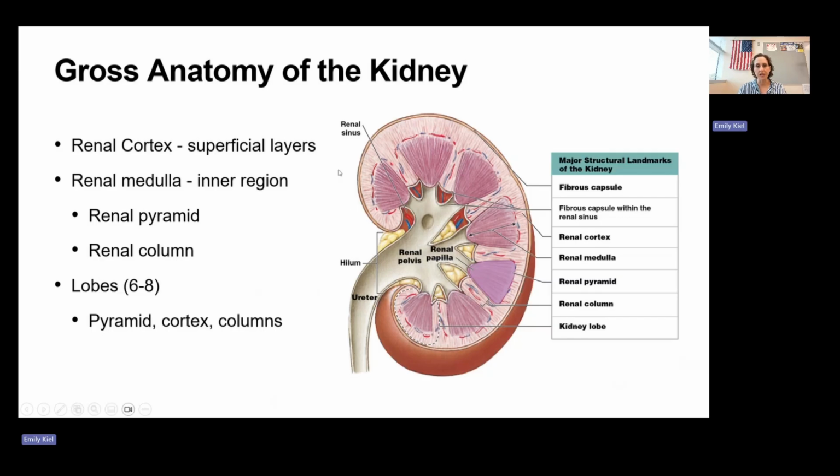Notice that you've got your fibrous capsule, which is on the outside of everything. And your renal medulla has a couple of divisions in it. You have these sections of renal pyramids that look like little triangles. Between those renal pyramids, you have renal columns that run between them. These can be further subdivided into renal lobes. A renal lobe is one half of a column, a full pyramid, the other half of a column, and the cortex. There are usually 6 to 8 lobes in a kidney.